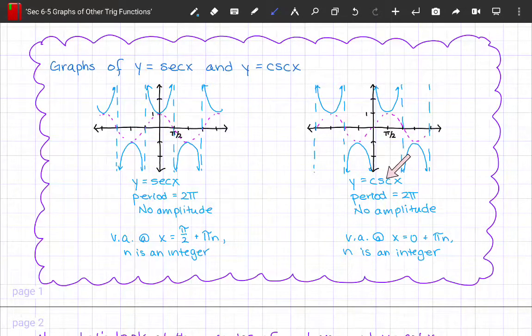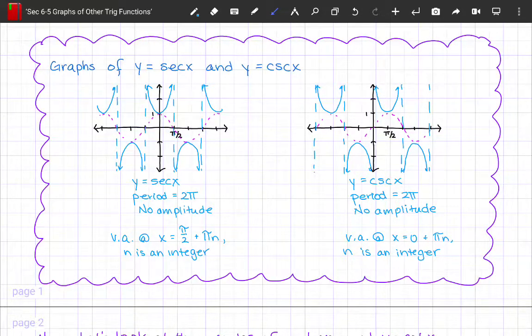Since cosecant is the reciprocal of sine, you can see I've got the outline of the sine graph here. And then everywhere that sine was 0, we have a vertical asymptote. And everywhere that sine was 1, cosecant is also 1. And so we have these U-shapes that touch at the maximum and minimum values. And there you go, there's your graphs.